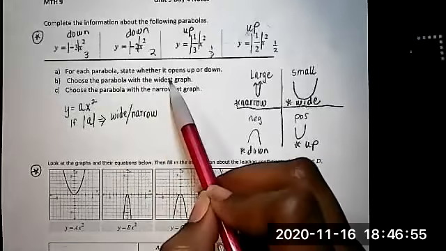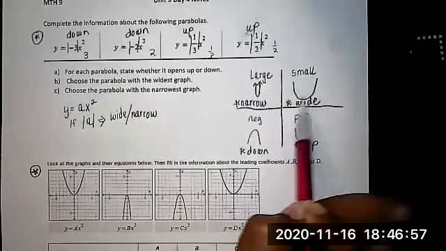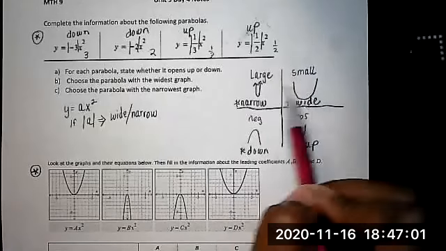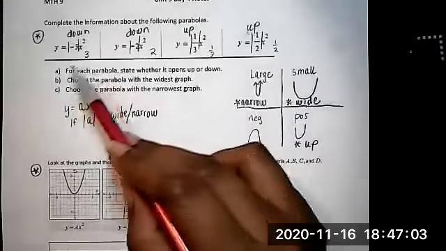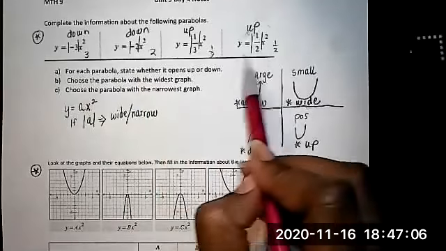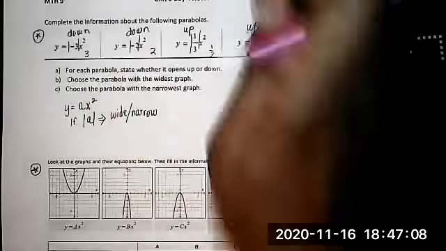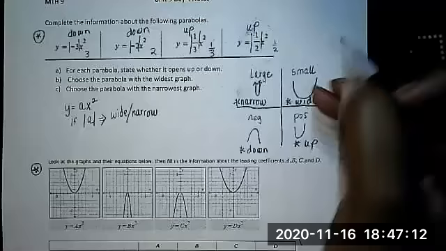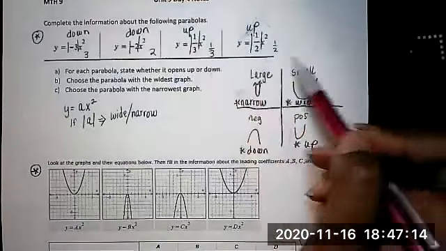Choose the parabola with the widest graph. We said the wide one has the smallest number. We know 3 and 2 are whole numbers, but these fractions are going to be smaller than 3 and 2. Okay, so we need to figure out between 1/2 and 1/3 which one is smaller.